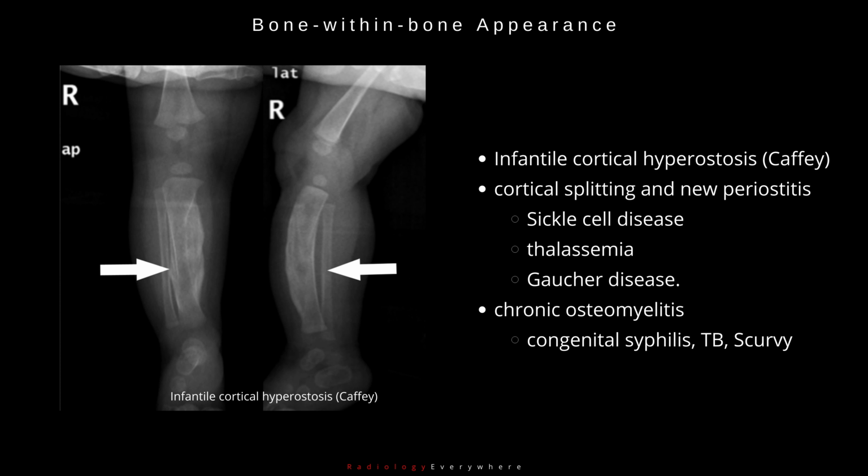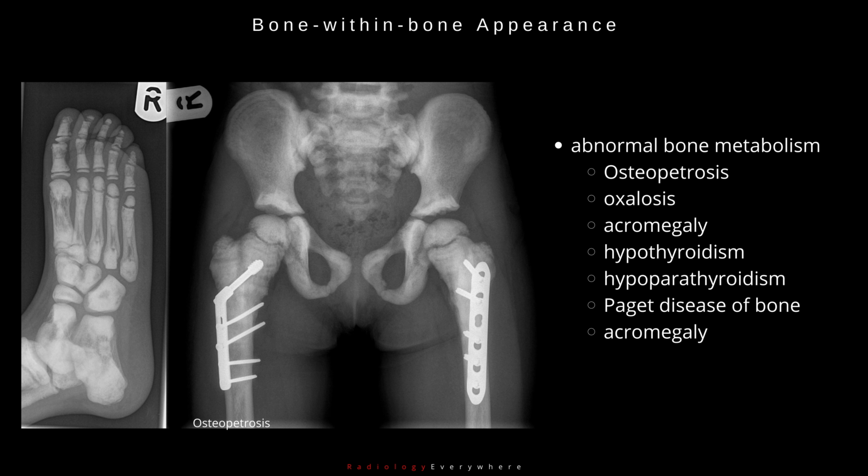2. Infantile cortical hyperostosis, CAFI. 3. Sickle cell disease, thalassemia, and Gaucher disease. 4. Chronic osteomyelitis including congenital syphilis, or TB. 5. Abnormal bone metabolism due to osteopetrosis, acylosis, acromegaly, hypothyroidism, hypoparathyroidism, and Paget disease of bone.